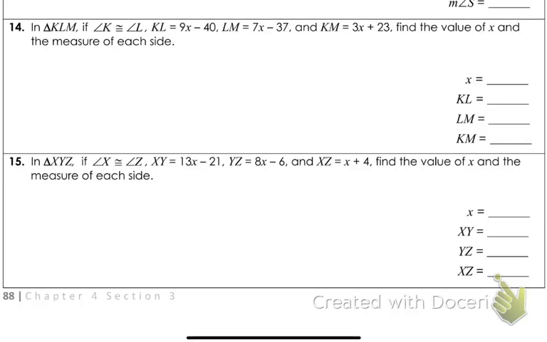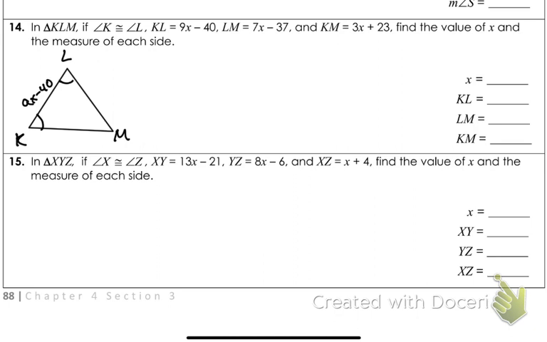All right, number 14. We have KLM, a triangle, so I should probably draw the triangle. It's KLM. It says that angle K is congruent to angle L, so I'd put my two little congruent symbols on there. Then it says that KL is 9x minus 40, so we'll put our 9x minus 40 along that side.